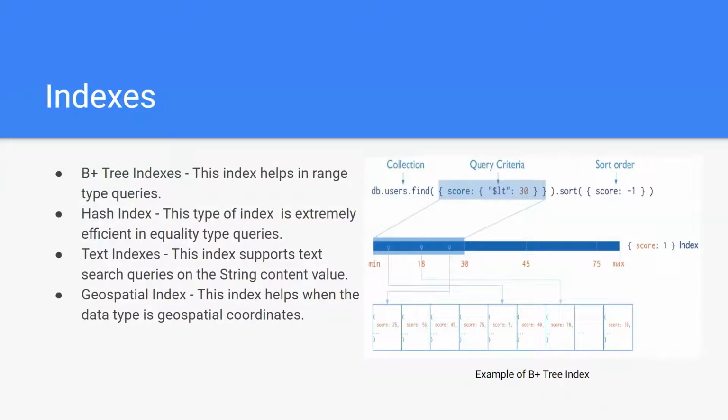MongoDB has wide support of indexes. It supports common indexes like B+tree, hash index, and text indexes. It also supports geospatial indexes, which can help in querying data on location coordinates. These were some of the features related to data storage and indexing.